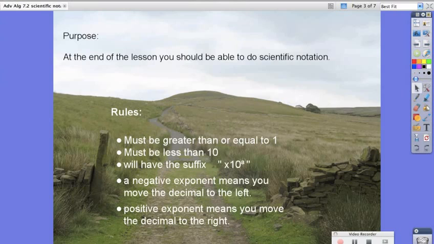Here are a couple rules that I would like for you to pause the screen and write down as notes. In order for something to be in scientific notation, the number itself must be greater than or equal to 1, it must be less than 10, and we'll always have the suffix times 10 to the a, where a is some number. Now, a negative exponent means you move the decimal point to the left, and a positive exponent means you move the decimal to the right.